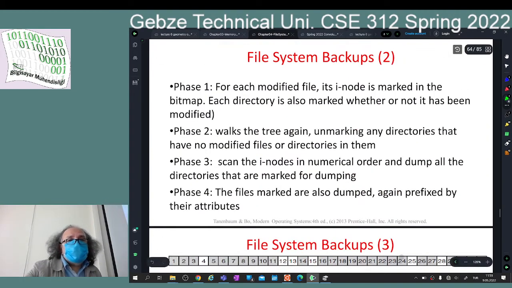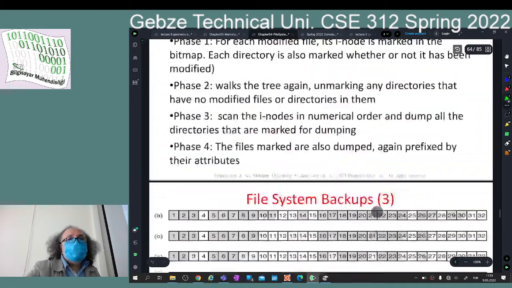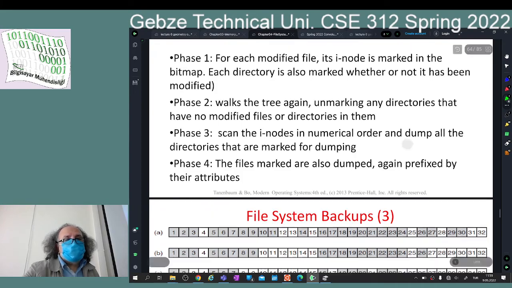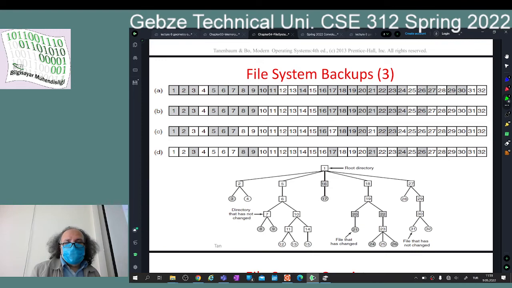And then the second phase, I walk to 3 again. I look to this 3 again. I unmark any directories that have no modified files or directories in them. So we go back and we say that in the second phase, for example, this 10 and 11 and 14, they don't have any modified files in them in any path. So I am going to remove.